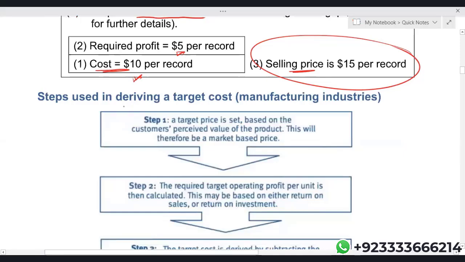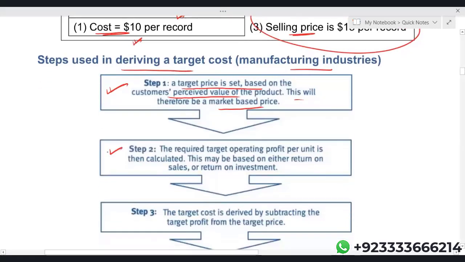Steps used in deriving a target cost in a manufacturing industry. Step 1, a target price is set based on customers' perceived value of the product. This is therefore a market-based price. So step one, we have simply taken the price from the market, that is what the customer is willing to pay us.